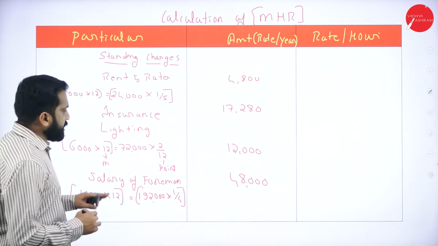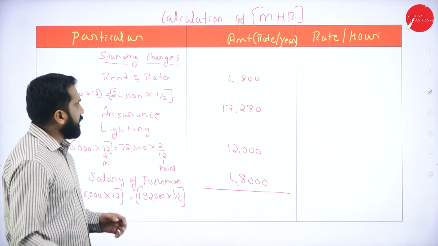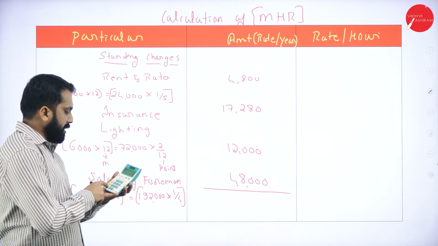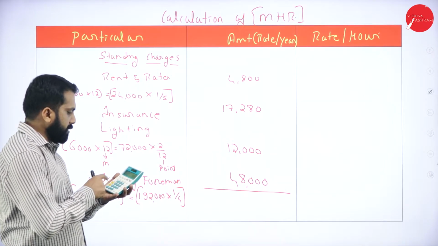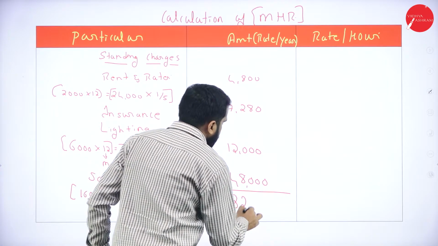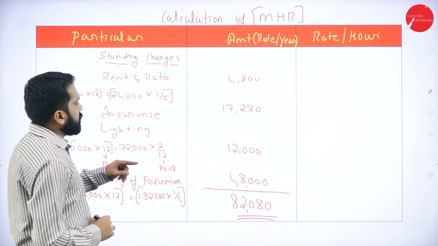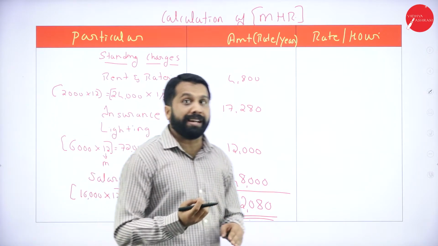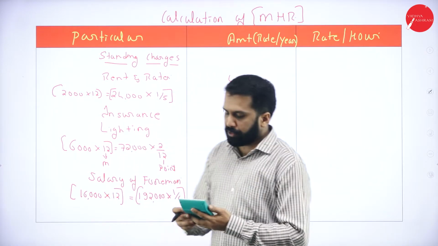So up to this we completed. We are done with your standing charges. So what is the answer? Like 4,800, 17,280, then 12,000, then we have 48,000. We have 82,080. So we have almost 82,080 rupees, divided by the total hours. So we have to calculate while calculating depreciation.